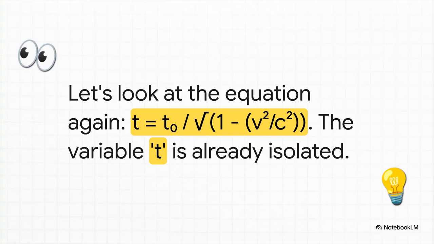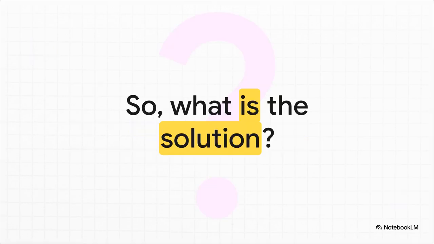Let's look at this thing one more time. The exact same equation we started with. But this time, I want you to look really closely. Where is the t that we were supposed to solve for? Yeah, it's right there, on the left, already by itself. So, if the entire goal was to isolate t, and t was isolated from the very beginning, what is the solution? What was the answer to this massive intellectual challenge we geared ourselves up for?